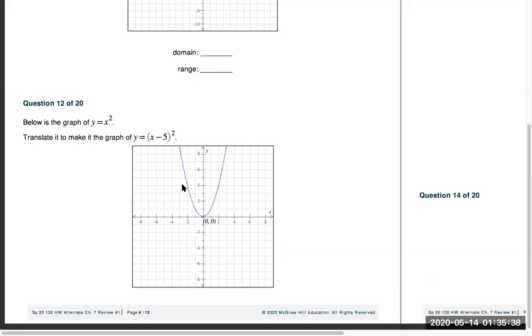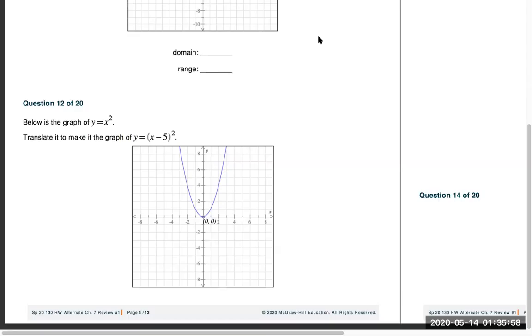Below is the graph of y equals x squared. Translate it to make the graph of (x minus 5) quantity squared. So for this, we'll have to get into some detail. As a matter of fact, let me stop share and then let me share my whiteboard with you. Let's do translations on a separate page here.